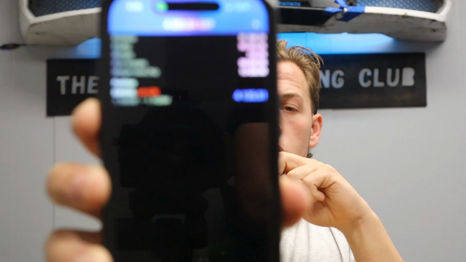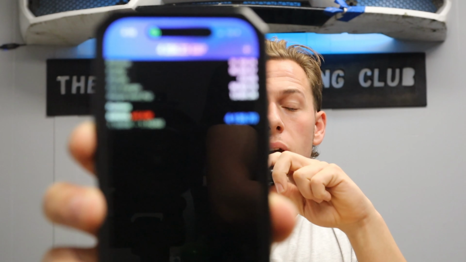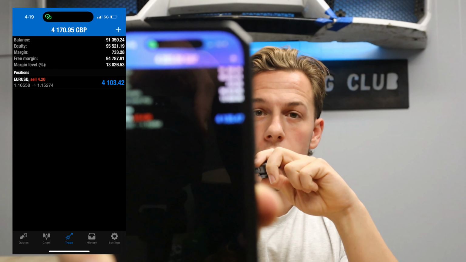So here is my proof so you know I have the live trade open. There it is on Euro USD. Price has currently just pulled back into 4% profit, hopefully before a second push down to our TP.